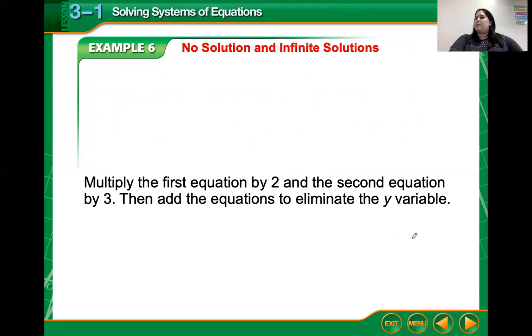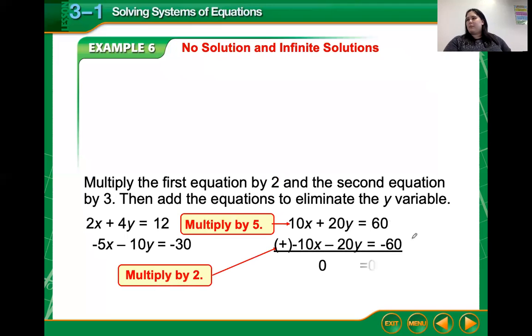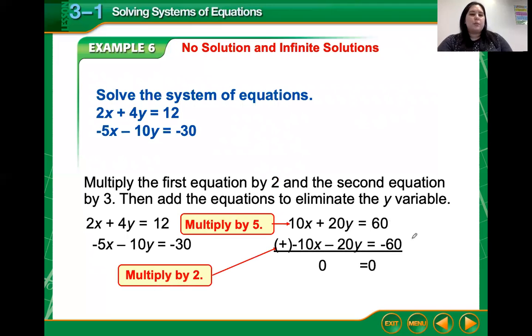How interesting. So we're going to go ahead and solve another one, which has no solutions or infinite solutions, is what they're going to go with. But we're going to solve 2x plus 4y equals 12, and -5x minus 10y equals -30.